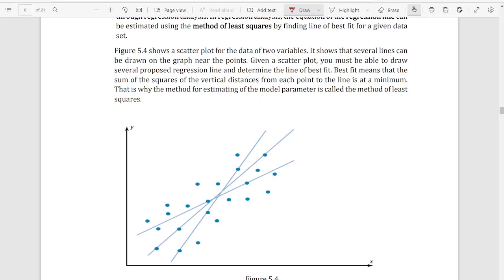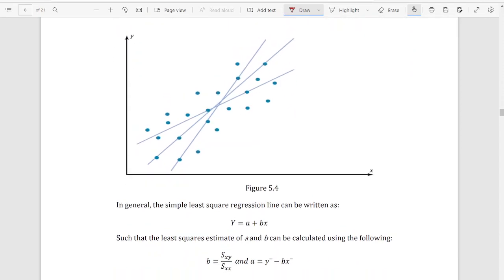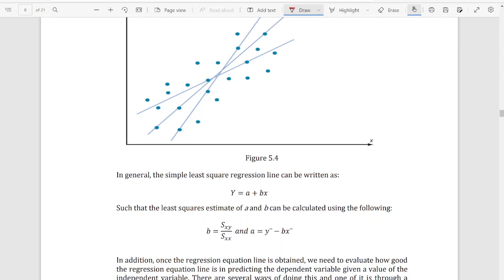So basically in regression analysis, we are trying to fit the best line to the data. Okay, kita cuba untuk melakarkan garis lurus, garis linear yang paling accurate, paling baik untuk menggambarkan data yang kita ada. Okay, so that is the situation. And the method that we are using here is called the method of least square ataupun least square method.